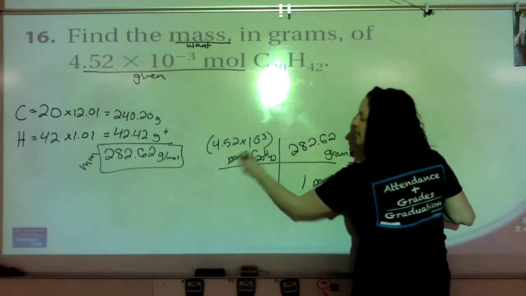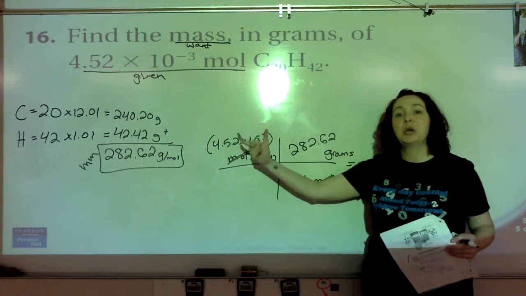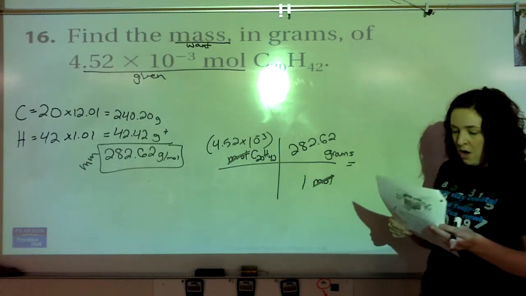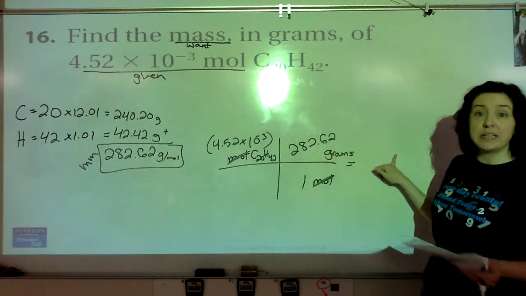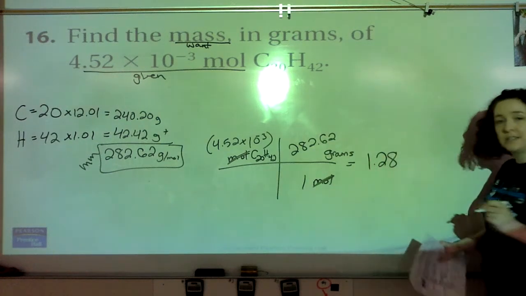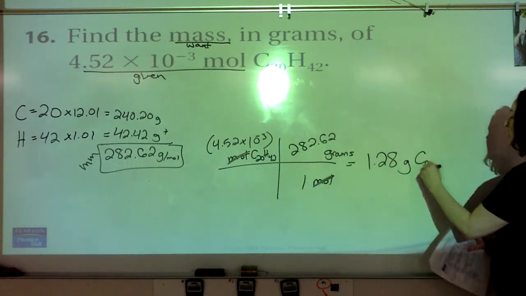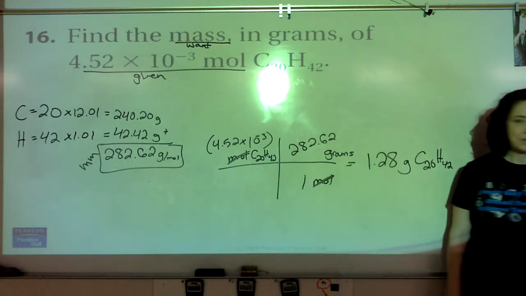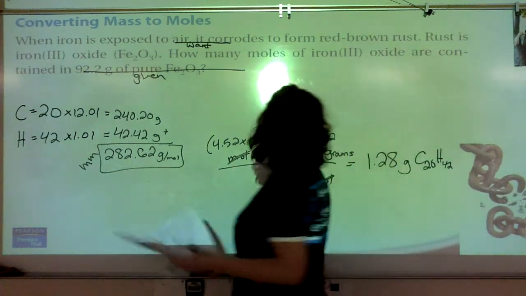The label moles cancels out. Okay, be careful when you do your math. Scientific notation, put him in his own parentheses before you multiply. Also, there are 3 sig figs in the given, so we need 3 sig figs in the answer. And the answer would be 1.28 grams. And if you want to be really smart, C20H42. All right, let's do the next one. Go ahead and read it.